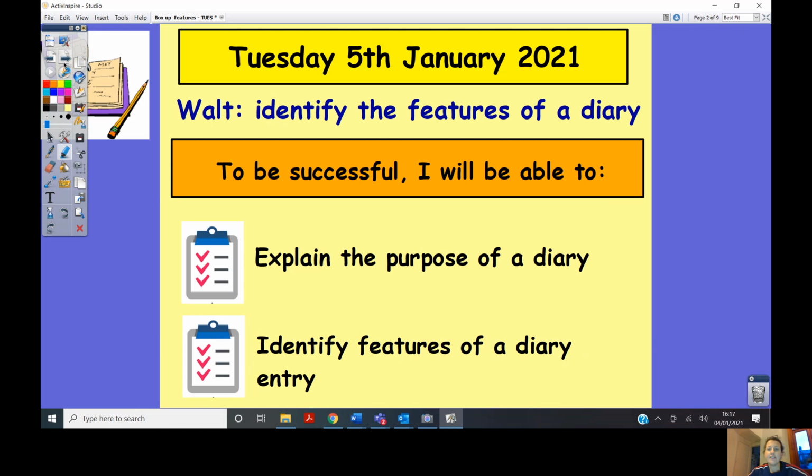So we're going to identify the features of the diary. That is our objective today. We're going to discuss the purpose, explain the purpose of a diary, so why people write a diary. And then we are going to identify features of a diary entry. So identify the words, the language, the grammar constructions that we use in a diary and why we use them.